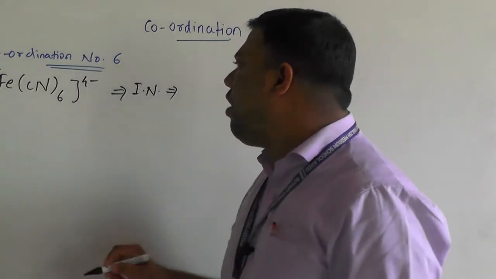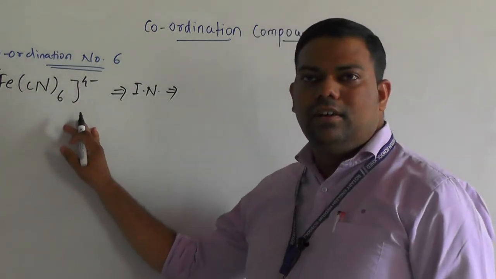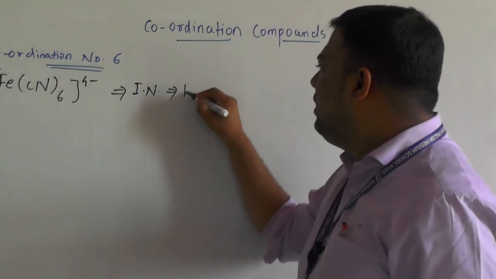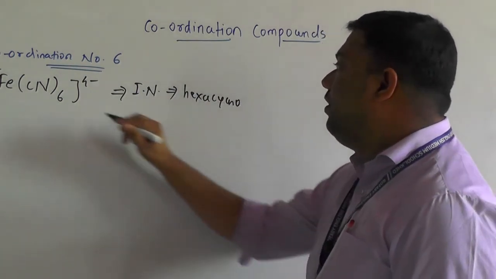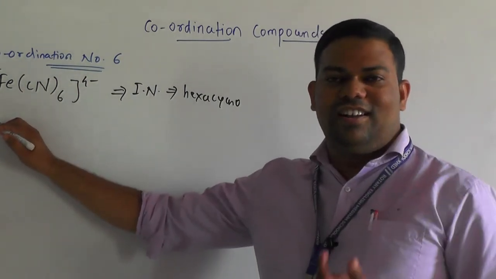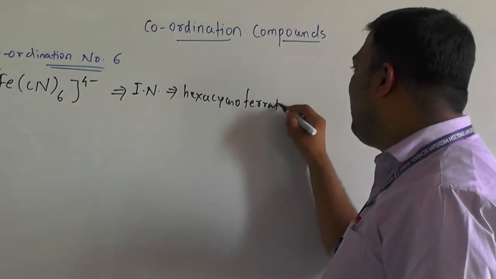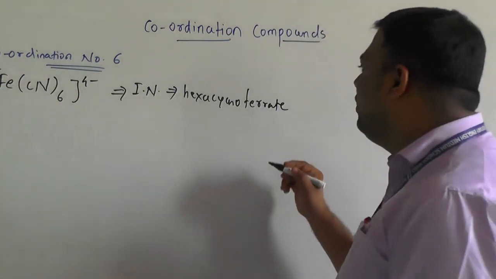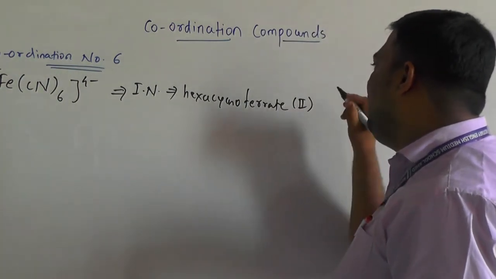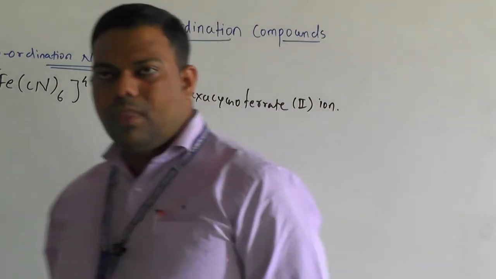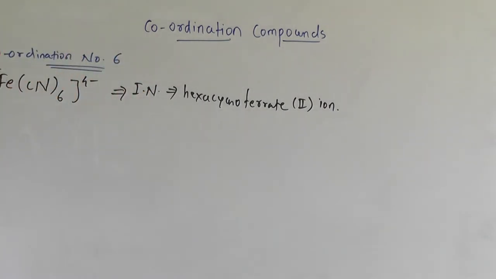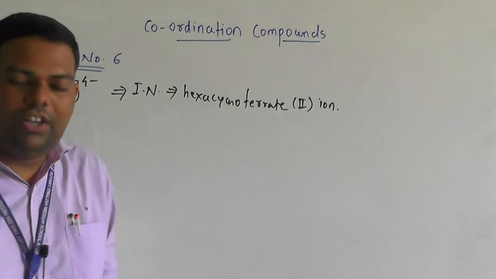Now we will first write the IUPAC name of this complex. So what will be the IUPAC name? It is an anion. For the IUPAC name, as you know, first we write the name of the ligand, then hexacyano. Since it is an anion, the name of iron will change to ferrate. So hexacyanoferrate. As you know, the oxidation number of iron is 2. So hexacyanoferrate(II) ion. Understood? From this data we conclude that iron is in the plus 2 oxidation state.